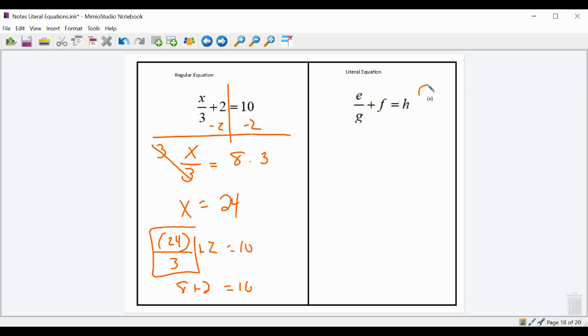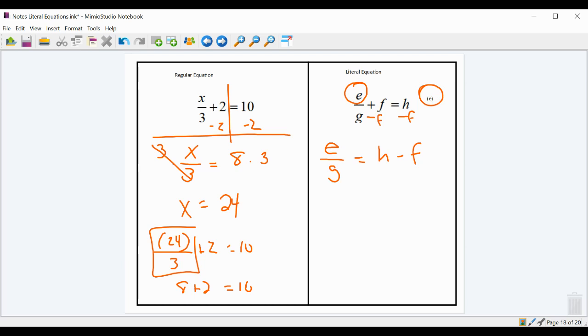Literal equation, I like to highlight my e. My e is in that numerator, all right? So I need to divide by g plus f equals h. How do I get rid of dividing g? Good, multiplying g. How do I get rid of a positive f? What's the opposite of addition? Subtraction, good. So I'm going to get e over g, and I'm going to subtract f from both sides, all right? H minus f is on the right side.